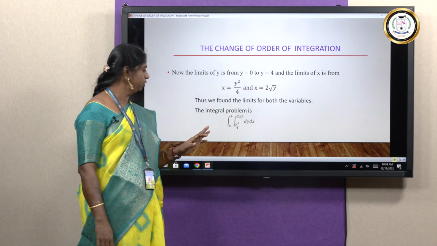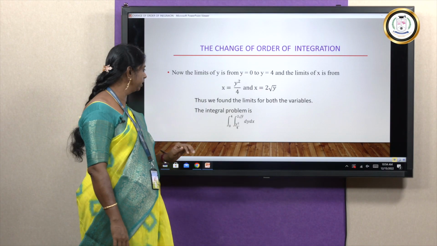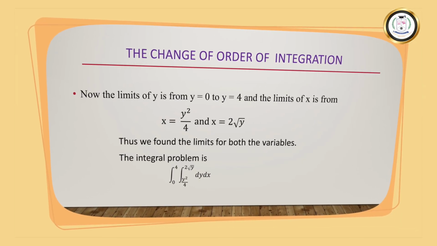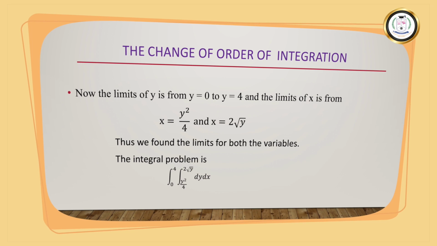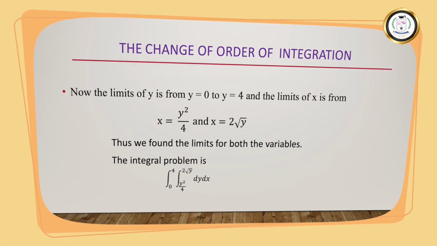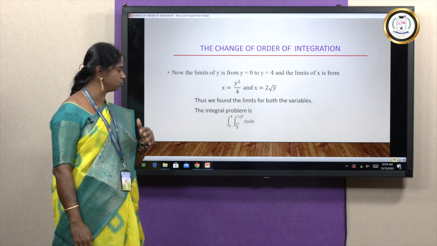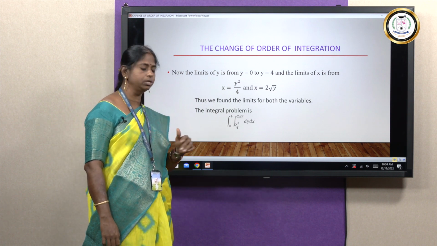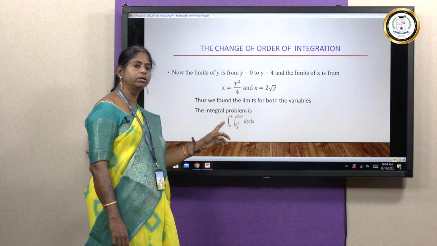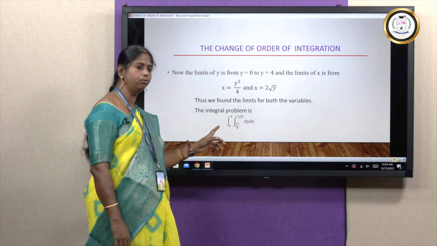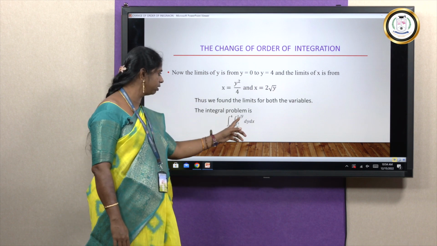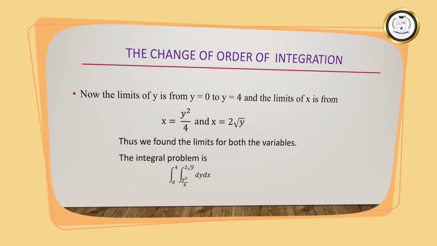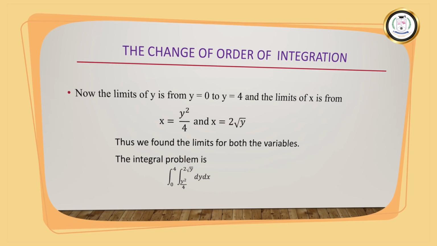So we found the limits for both the variables x and y, and the problem becomes integral 0 to 4, integral y square by 4 to 2 into root y dx dy. Sometimes in question papers or problems, dy dx may be given. But what we have to see is the limit. What is your inner limit? That is for variable x, which means you must take the order dx first. So here dx dy should be written. We have to take care here.